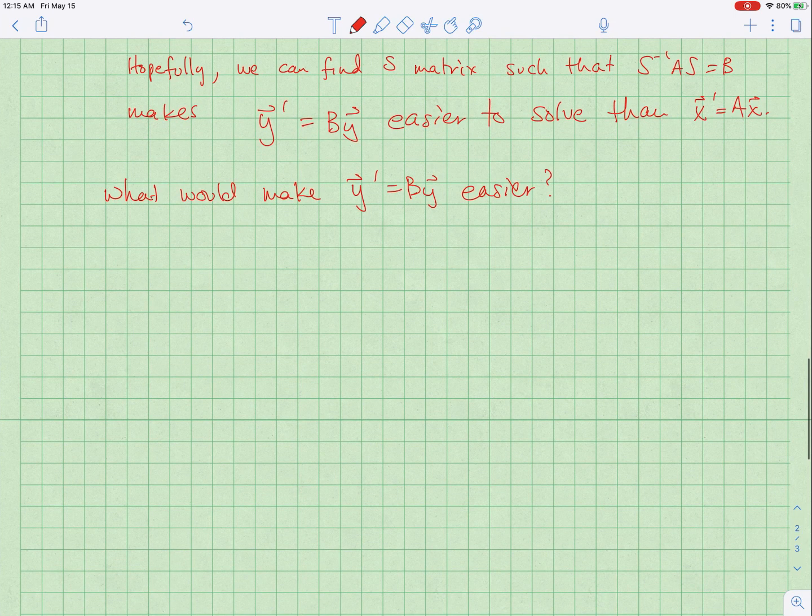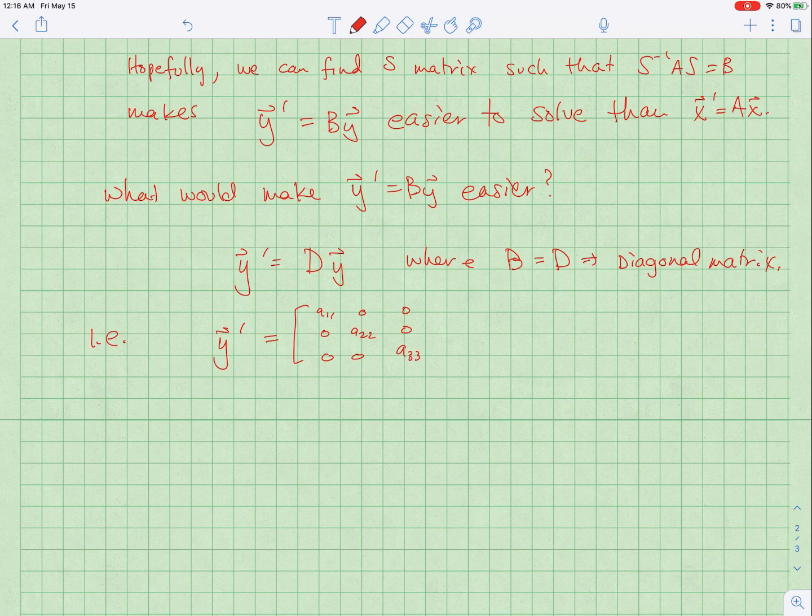Well, I'll tell you. I'm going to rewrite this as y prime equals Dy, where D is some other matrix. I'm just changing the letter. Don't worry about that. But I'm making it D because I want this to be a diagonal matrix. Now, what does that mean? Well, suppose this is a diagonal matrix, i.e., once we do this substitution, y prime is equal to, in a 3 by 3 situation, let's just say a11, 0, 0, 0, a22, 0, 0, 0, a33 times y, for instance.